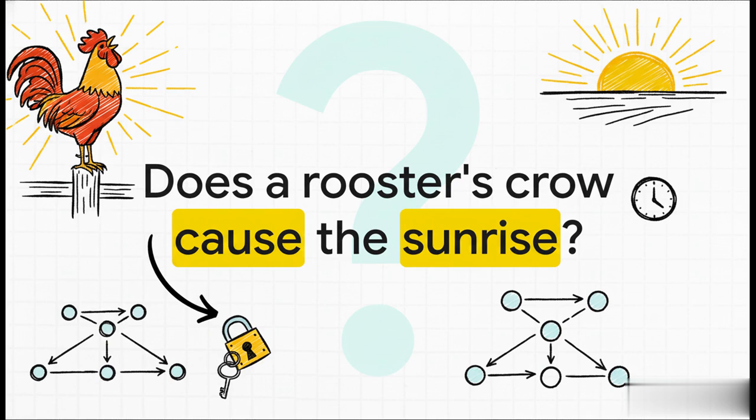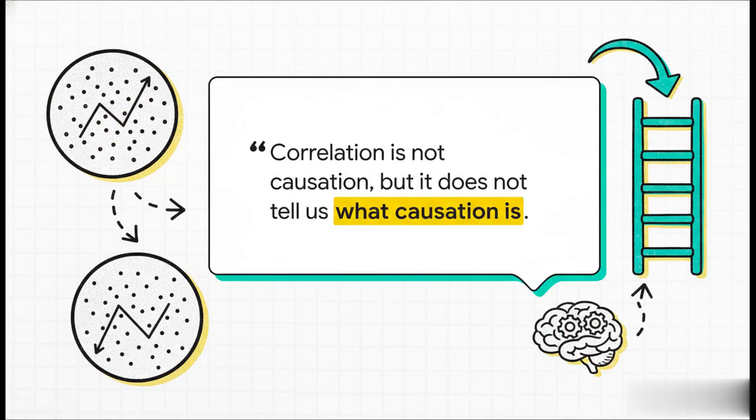This little puzzle actually gets to the very heart of a huge problem. You've probably heard that first part a million times. Correlation is not causation. It's like the first rule of statistics. But look at the second part of that quote from computer scientist Judea Pearl. He points out that traditional statistics is amazing at finding correlations, but it literally gives us zero tools to figure out what causation even is. And that's the void that this new science of causality is here to fill.